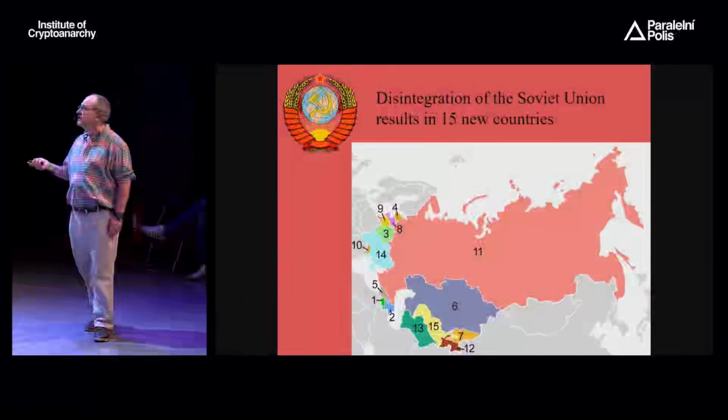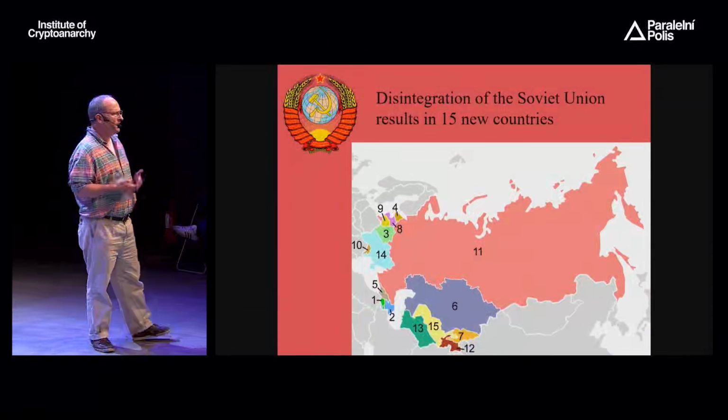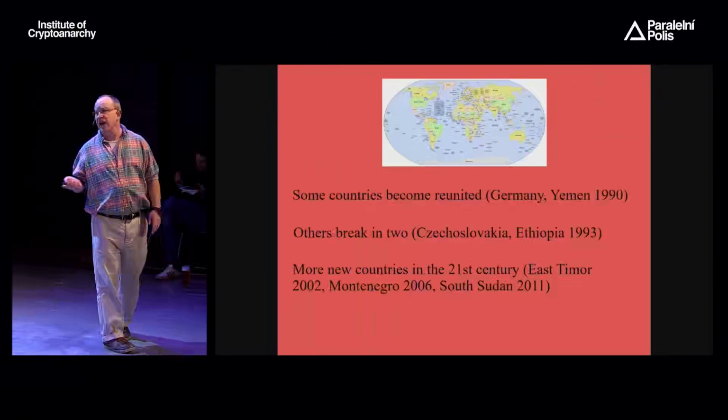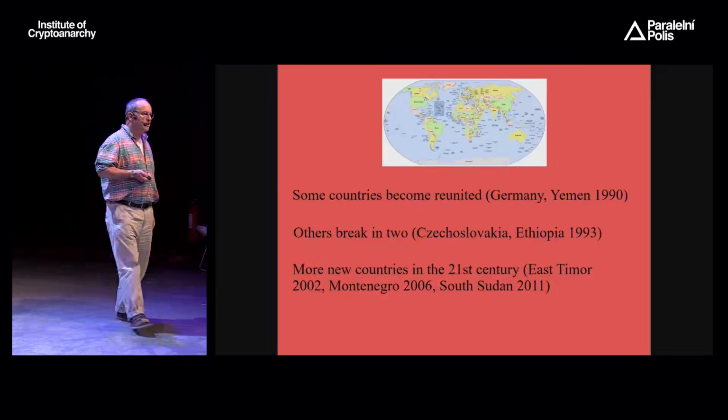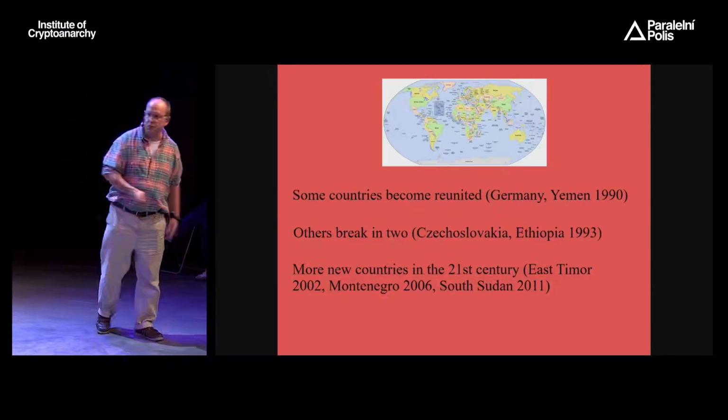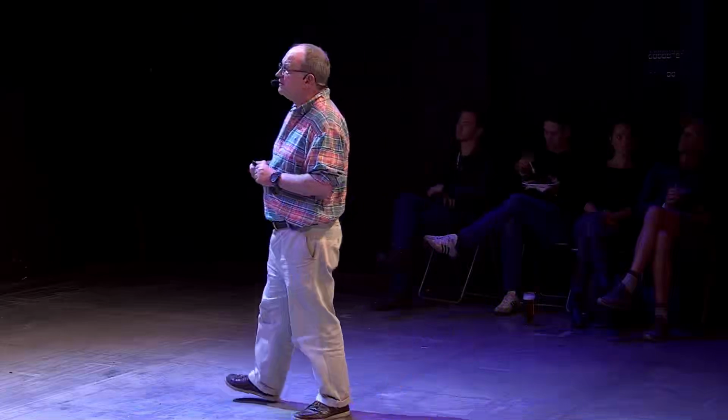In the last 30 years or so, there's been quite a big series of changes. The end of the Soviet Union, for example, gave birth to 15 new countries. In the early 1990s, some countries became reunited, so Germany and Yemen in 1990. Three years later, as we all know, we were standing in Czechoslovakia, and then suddenly it became the Czech Republic as Slovakia split off. A similar thing happened in Ethiopia in the same year when Eritrea took over the portion on the Red Sea. And more new countries have appeared in the 21st century in Asia, in Europe, and in Africa.